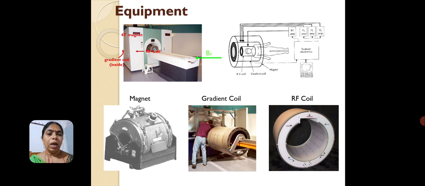So this is all about MRI, magnetic resonance imaging scanning. This scanning is used for diagnosis of all parts of the human body. It can even scan soft tissues, because the image is generally based on the hydrogen atoms.